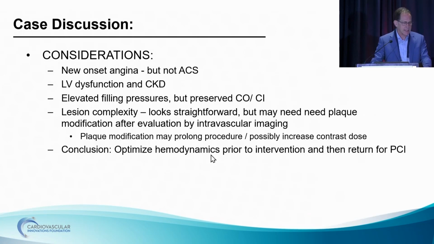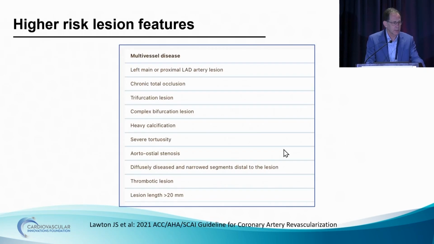Do we proceed with intervention? Well, this is what I'm thinking about. Considerations: he's got new onset angina, but it's not ACS. He's got LV dysfunction. He's got CKD. He's got diabetes. He's got elevated filling pressures. You could go ahead. His output and index are preserved. What about the lesion complexity? Looks pretty straightforward, but you're going to do an IVUS or intravascular imaging. He may need plaque modification. Plaque modification can prolong a procedure, possibly increase your contrast dose. So the conclusion in this case was optimize his hemodynamics prior to intervention, bring him back for PCI. Would everybody do that? I don't know, but I think that's probably the right thing to do.